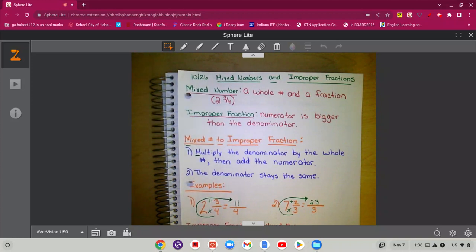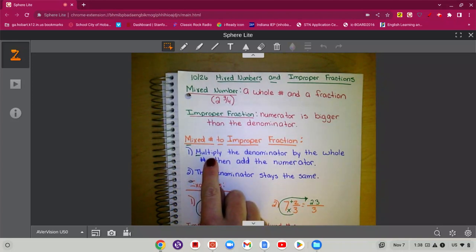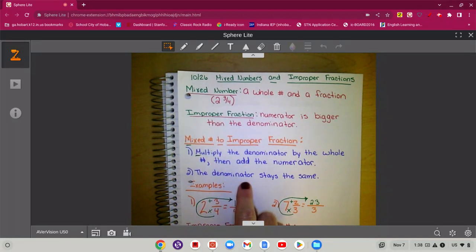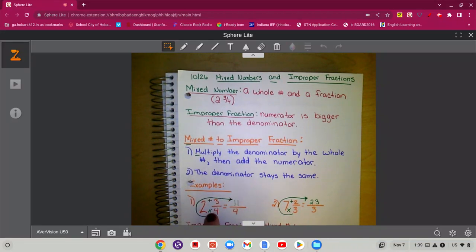Okay, so then we went over changing mixed numbers to improper fractions. So the first thing you're going to do is multiply the denominator by the whole number, then add the numerator, and your denominator stays the same. And in all the examples we've done with this, I've always shown you this annotation. So you start at the denominator, go counterclockwise till you get your numerator. So we're going to multiply and then add, and denominator stays the same. Again, if you don't have those notes, you might want to take a screenshot of that.